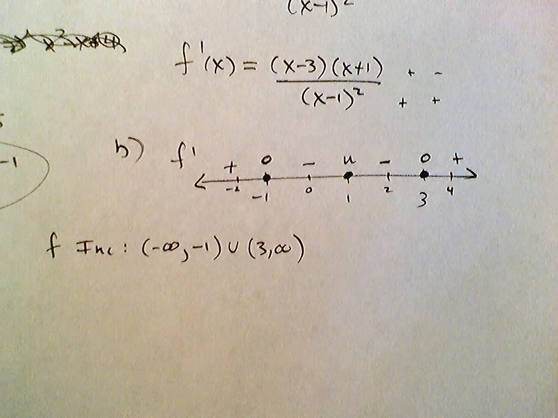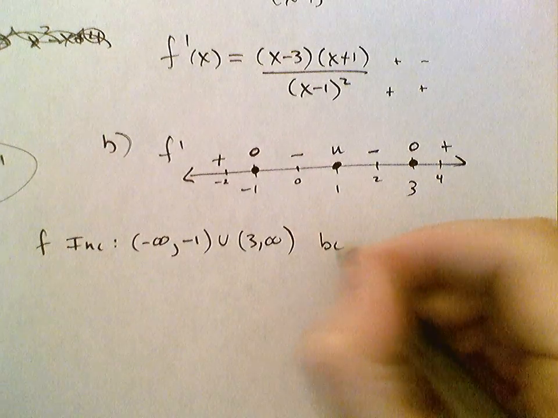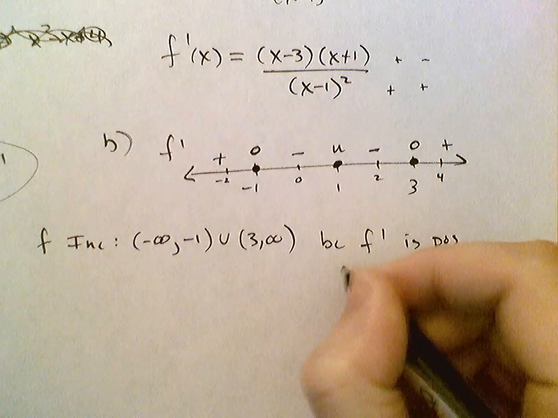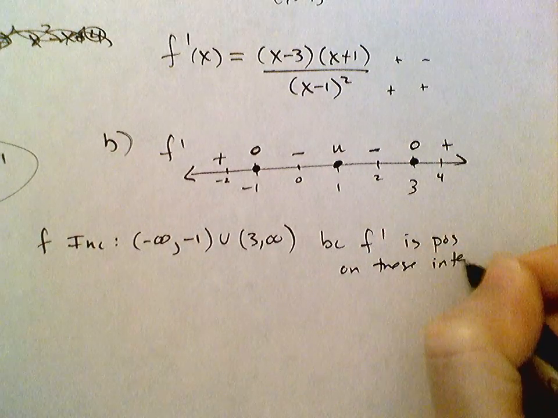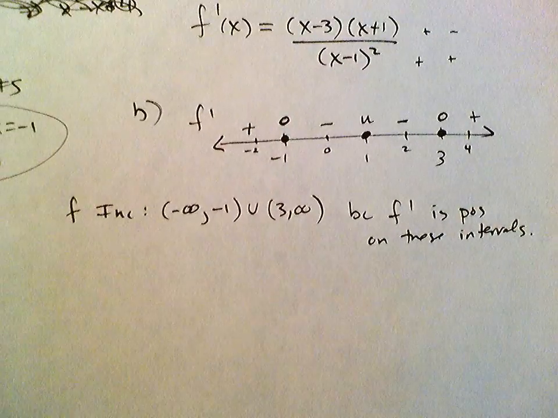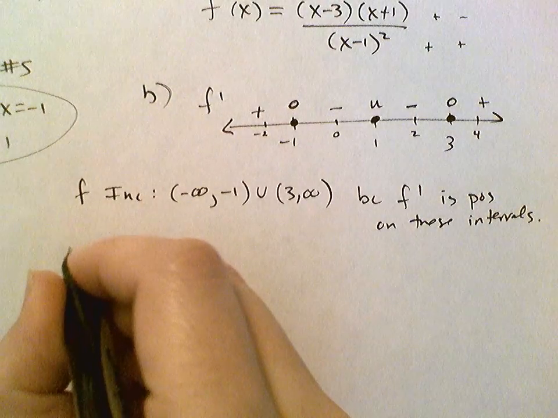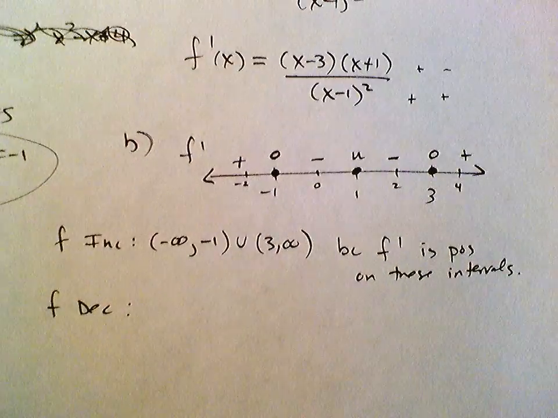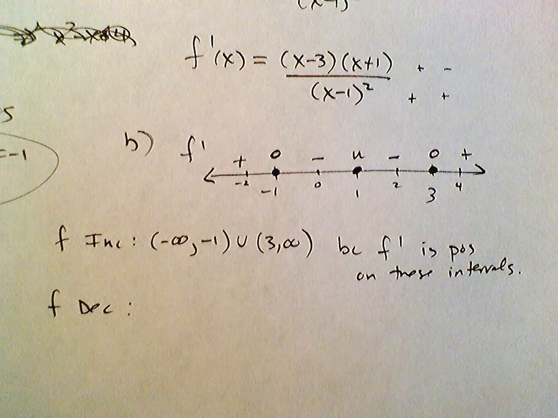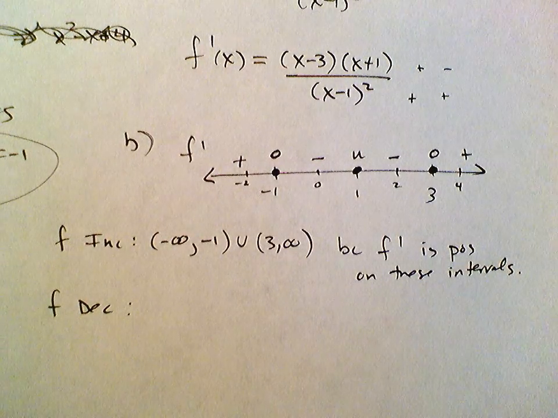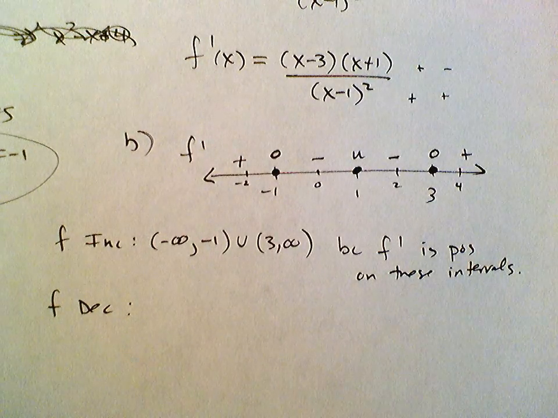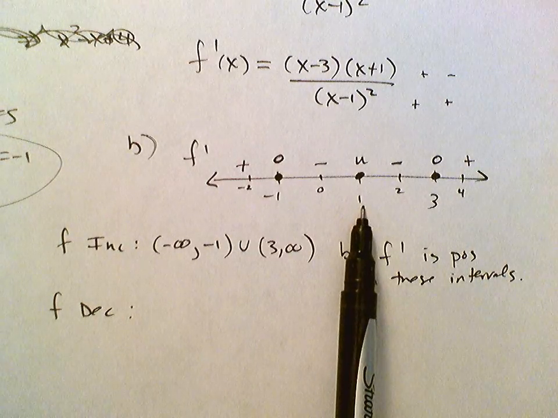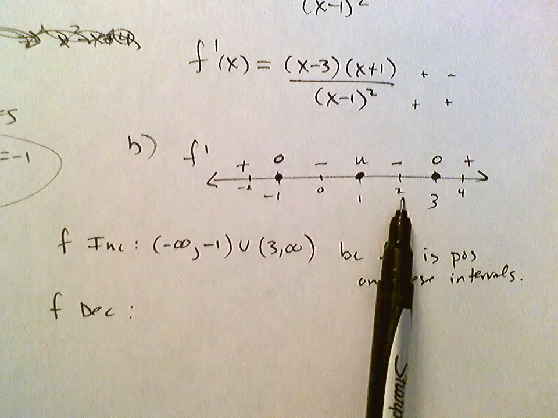Now I added this explanation. So why is f increasing there? F is increasing there because f prime is positive on these intervals. Okay, now decreasing. Go ahead of me, guys, if you've got the idea. So f decreasing where it's negative. So I've got 2 intervals here. So I'm going to have a union of 2 intervals, even though there's just that one point that's sort of interrupting these negative sections.